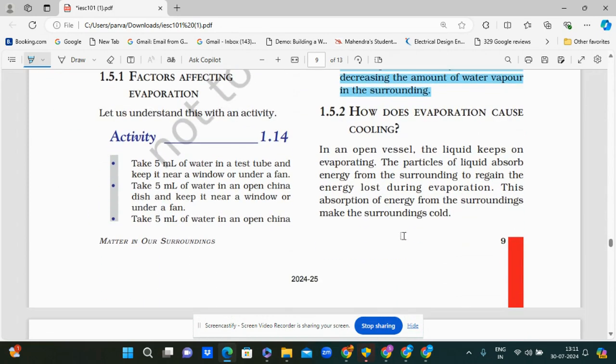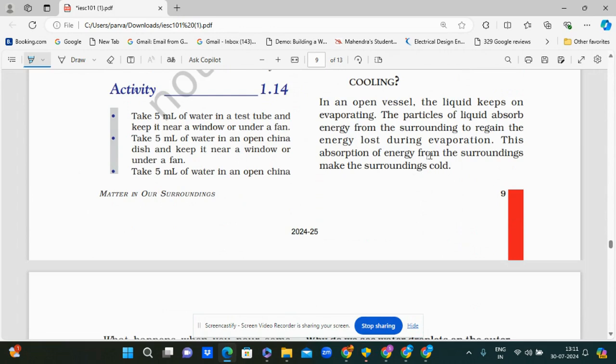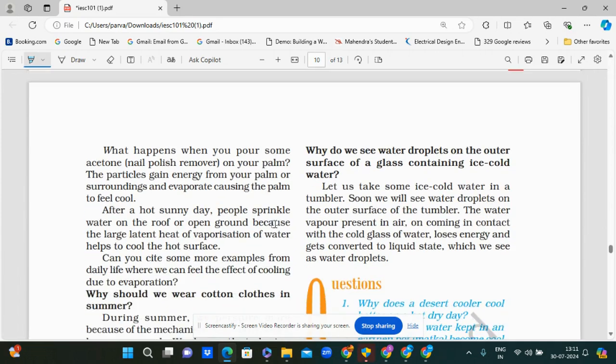Okay, so how does evaporation cause cooling? You all observed when you put nail polish or nail polish remover on your palm, you can feel the chillness. What happens here? The particles will gain energy from your palm, or we can simply say heat from your palm, and it evaporates. So there is a lack of heat energy on your palm. So at that instant, you will feel chill.